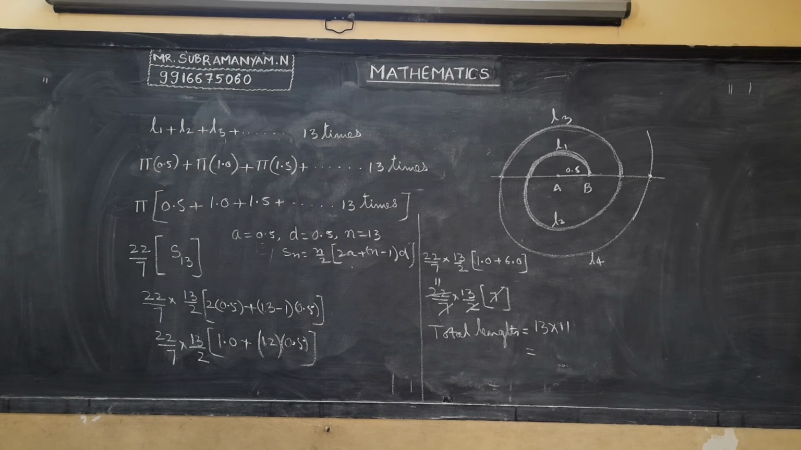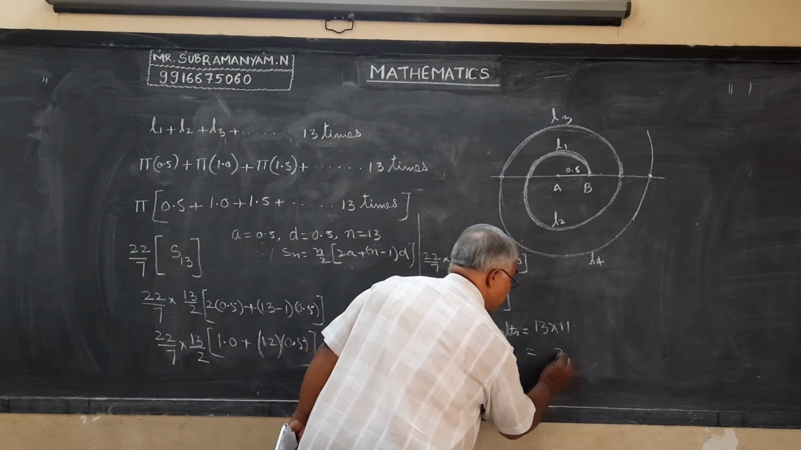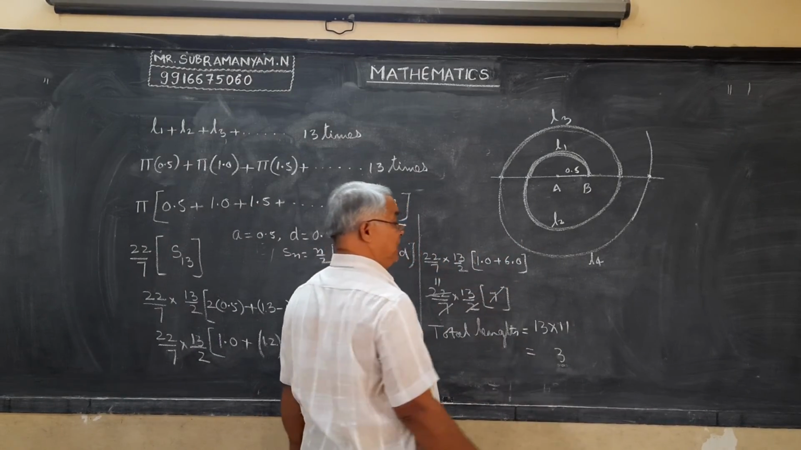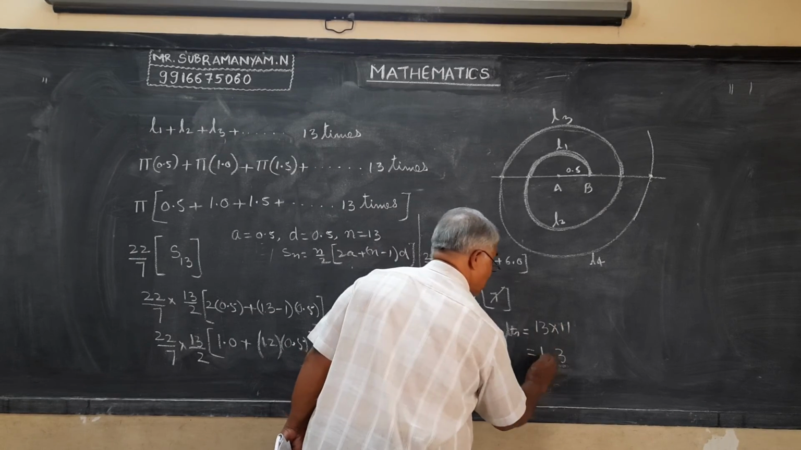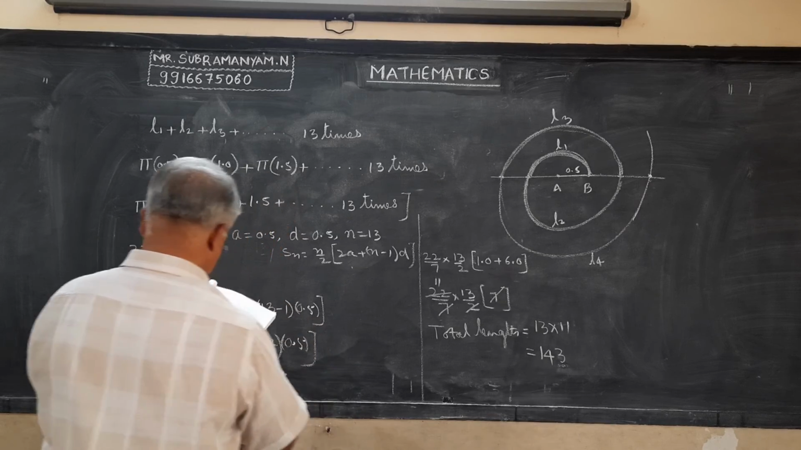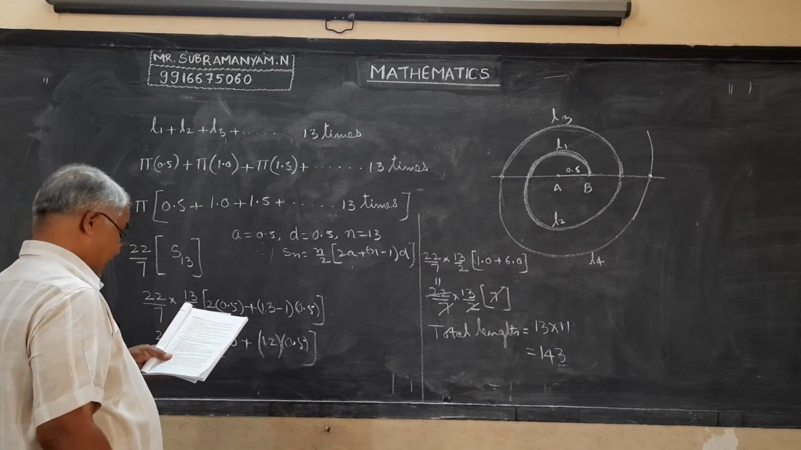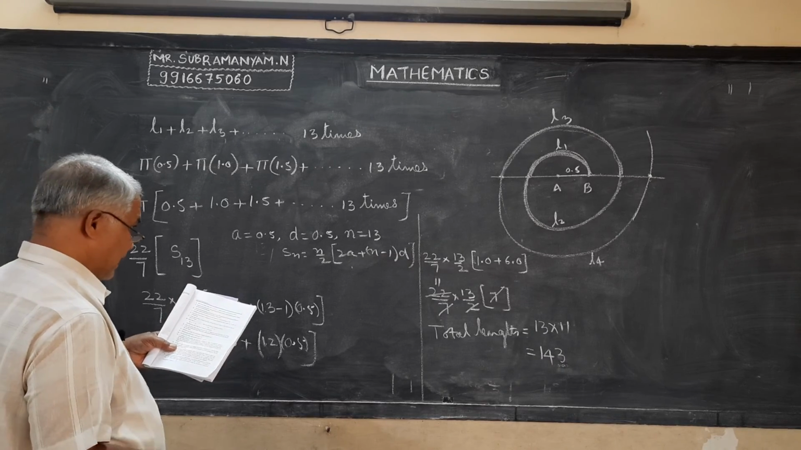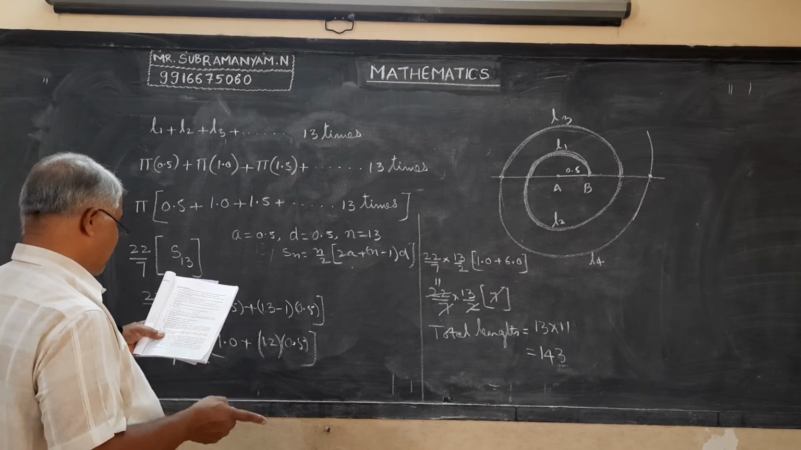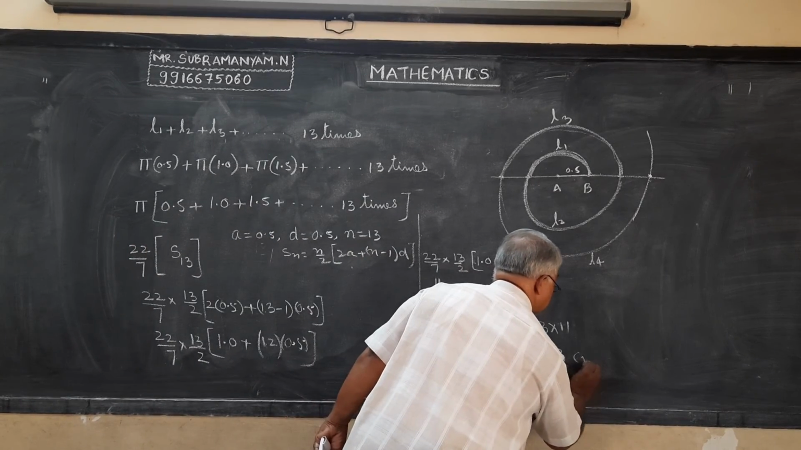How much will you get? Find the value. 11 threes are 33. Carry number 3. 11 ones are 11 plus 3, 14. So in the question, what they have asked is to find the total length. So the total length will be 143 centimeters.